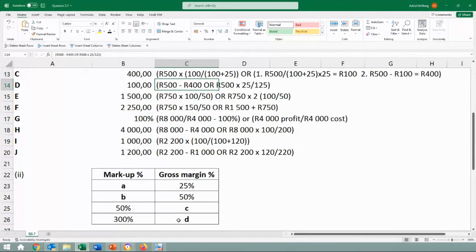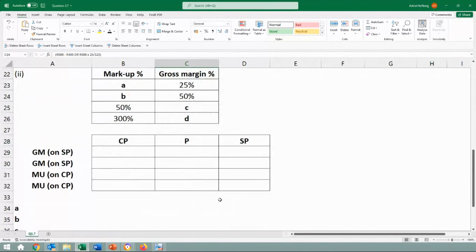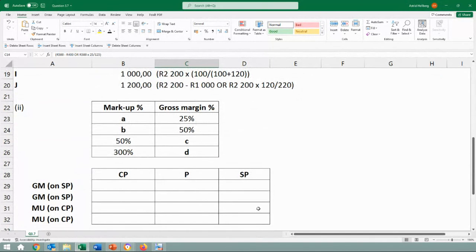For this type of question, what I would suggest you do is complete a little table with the cost price, the percentage, the profit percentage, and the sales price. For the first two, we know it's gross margin, so it's a markup on the selling price, whereas the markup percentage is on the cost price. If we fill in the first one, we know the profit is 25%.